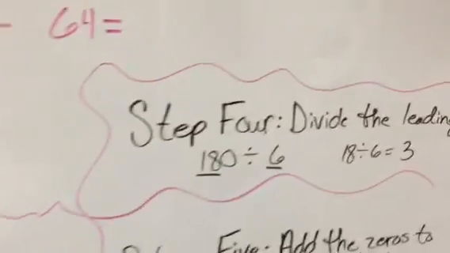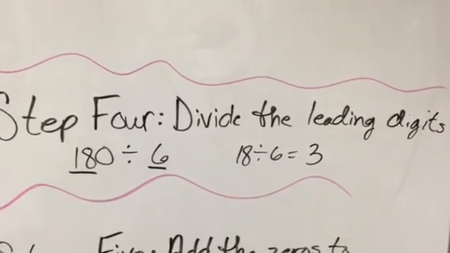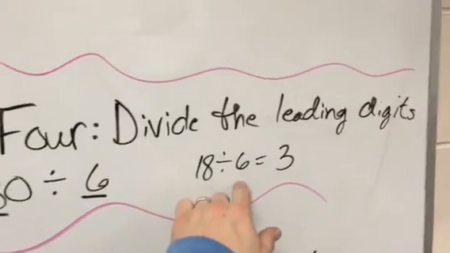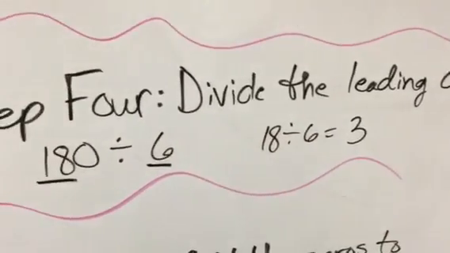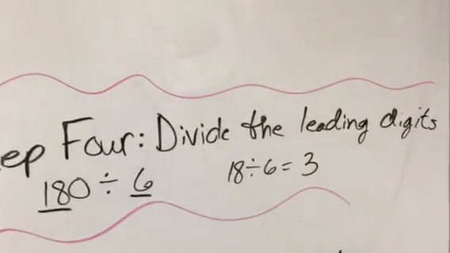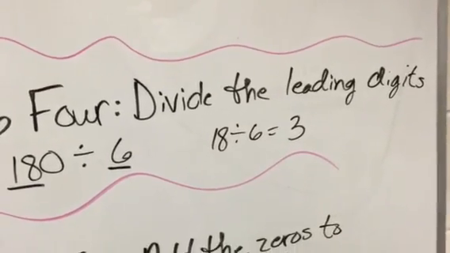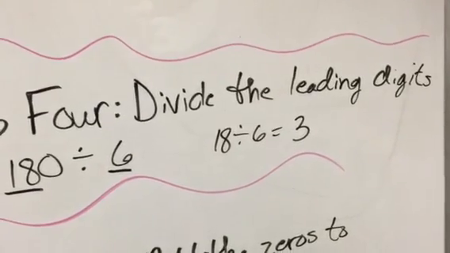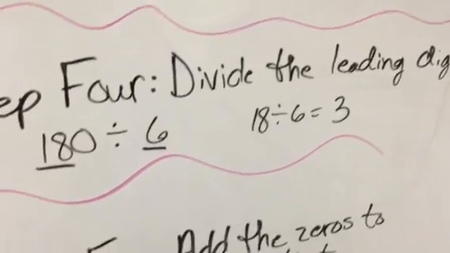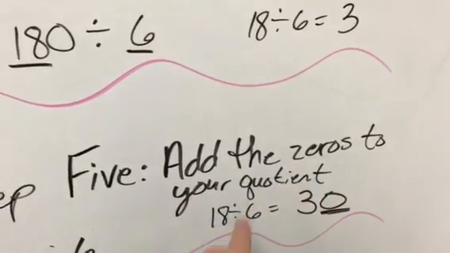Let's go to step 4. Step 4 says we're going to divide the leading digits. So again, we have our 18 and our 6. 18 divided by 6 equals 3. If you're not sure on 18 divided by 6 equals 3, you need to make sure that you're practicing your math facts, that you've made flashcards, and every day you need to be going through those.